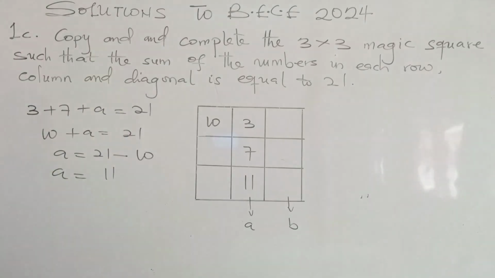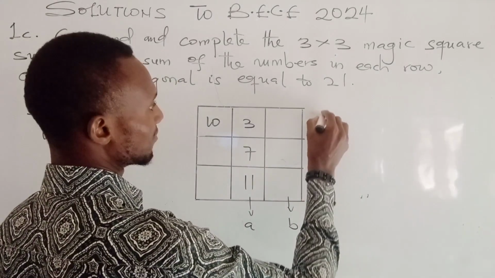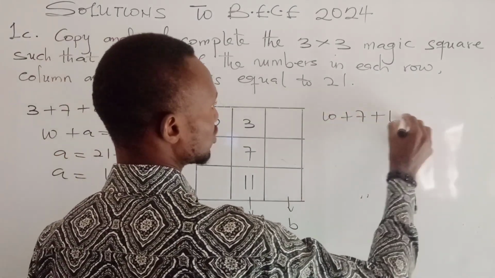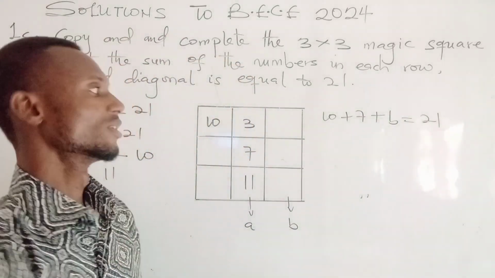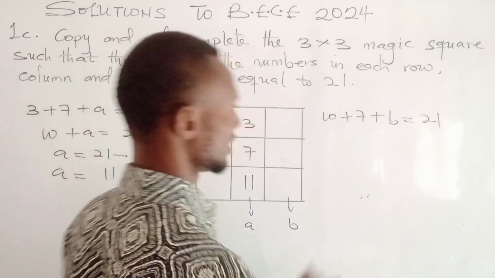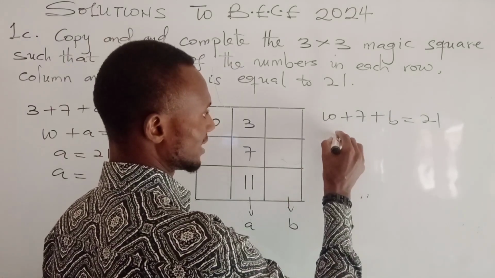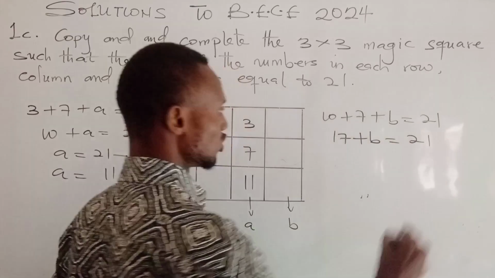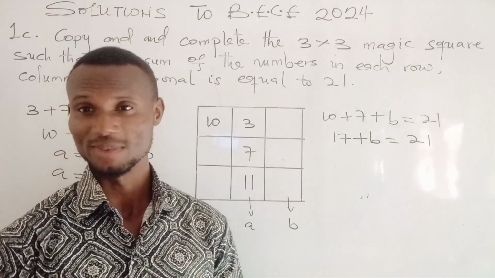So let me clean. Let me do it at this side. So I'm going to have 10 plus 7 plus B should give me 21. I hope you understand and you agree with me. This is a simple linear equation to solve for B. So let's go ahead and do it. 10 plus 7 gives me 17. So I'm going to have 17 plus B equals 21. I hope you understand and you agree with me up to this point.